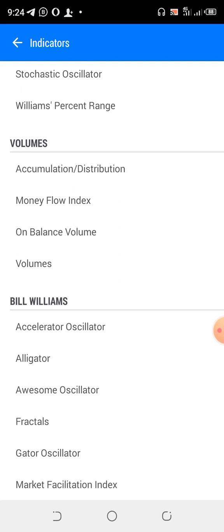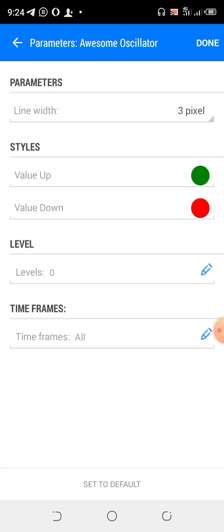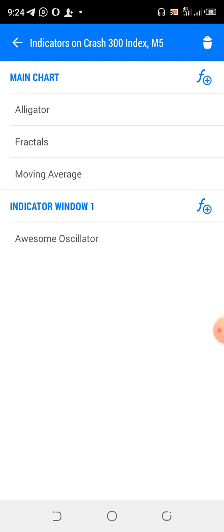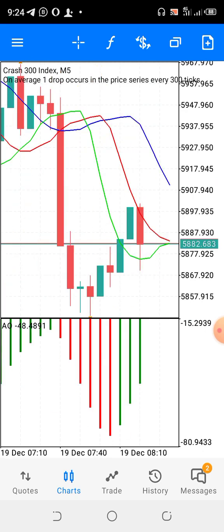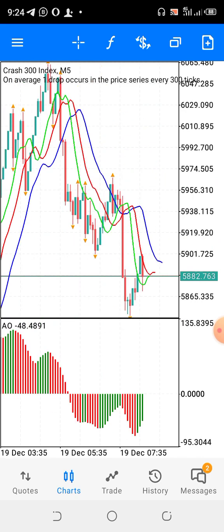This is the Oxum oscillator. We want to draw it from the Bill Williams group. You can choose any color of your choice, but I prefer the default settings. We are not changing anything in it. This is what I just added now, the window.